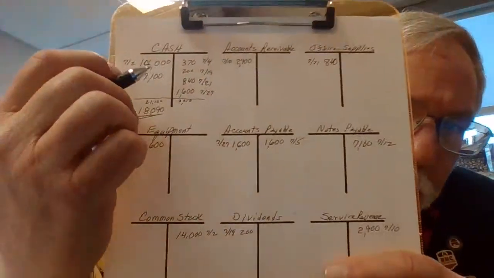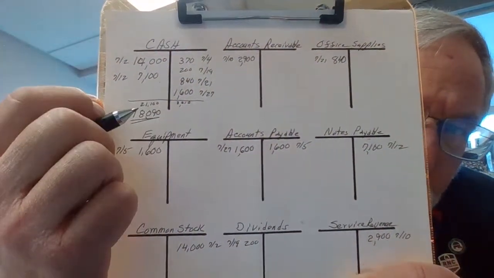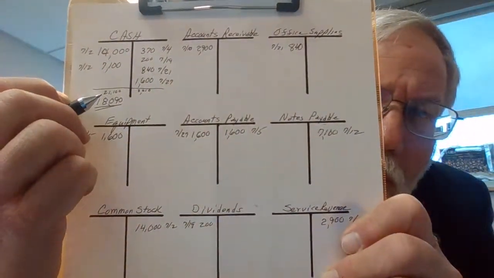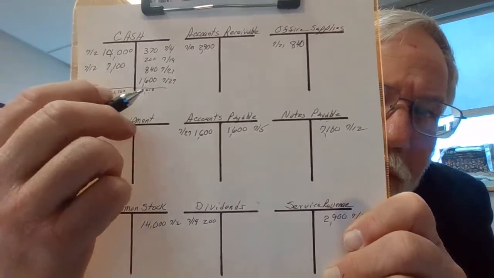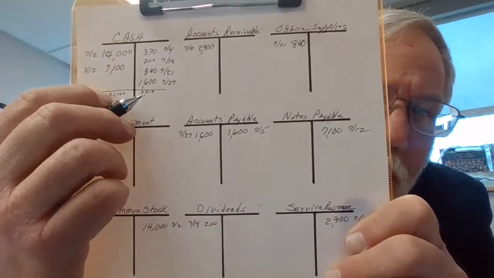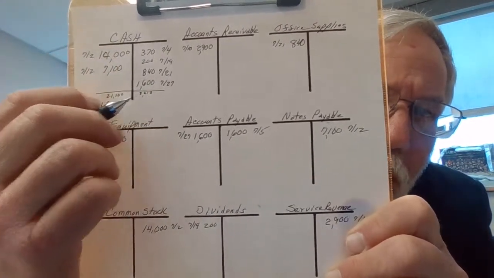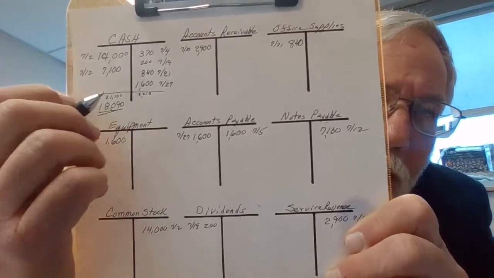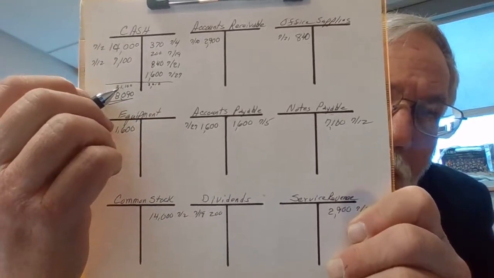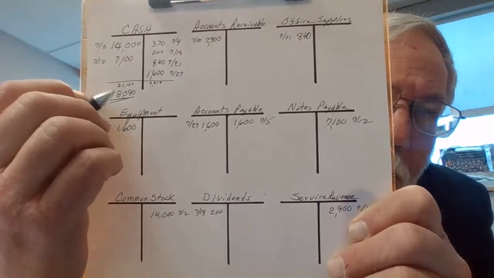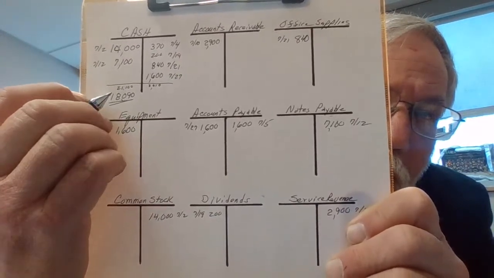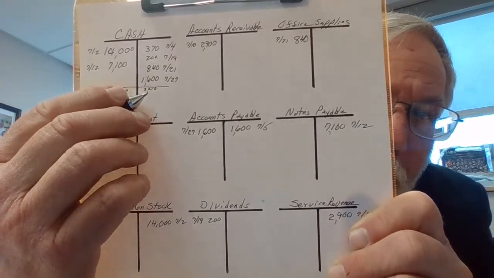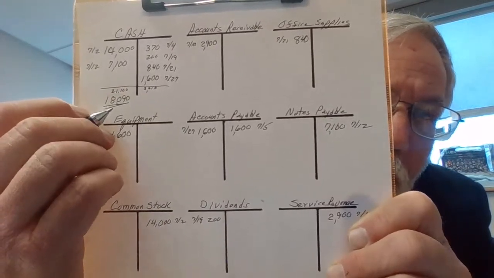So what I did, I added up the two debits and got $21,100. I write it real small underneath the line. Add up all the credits. I get $3,010. Write it real small under the line, and then I take the net amount. We have more in debits than credits, so the balance is going to be debit, and it's going to be the $21,100 minus the $3,010, or $18,090.